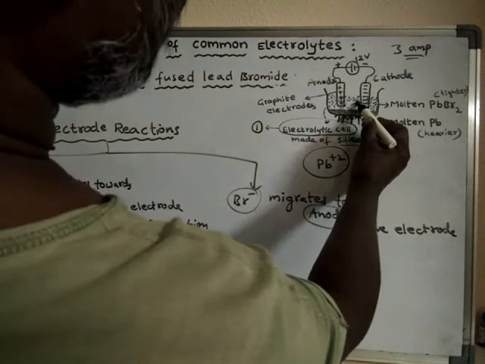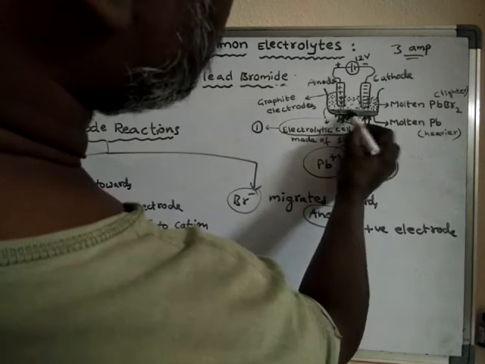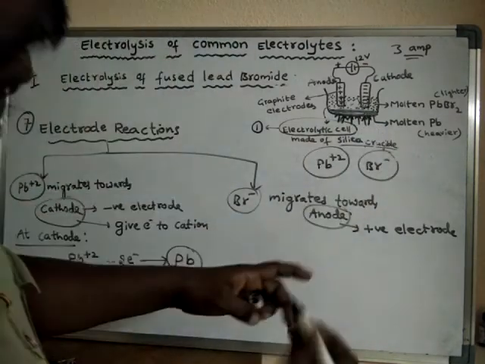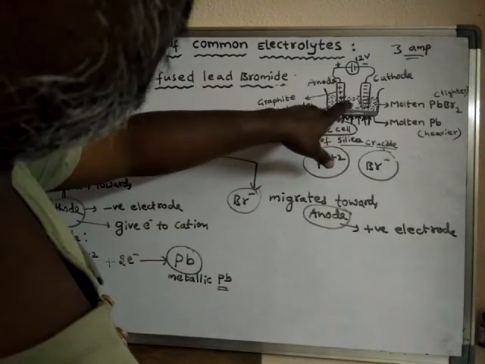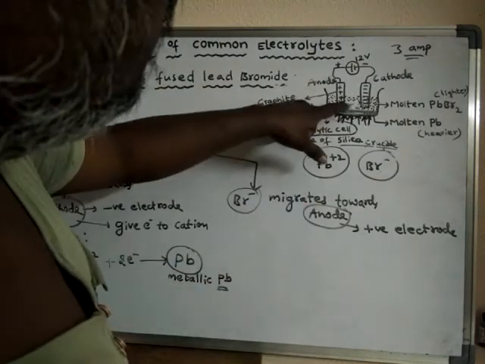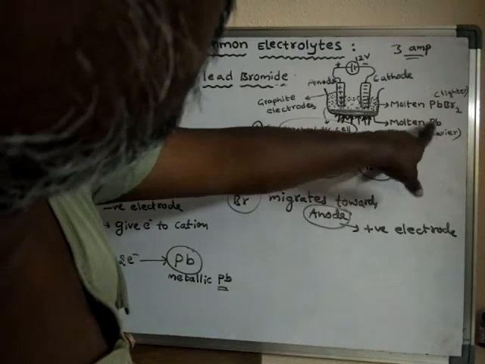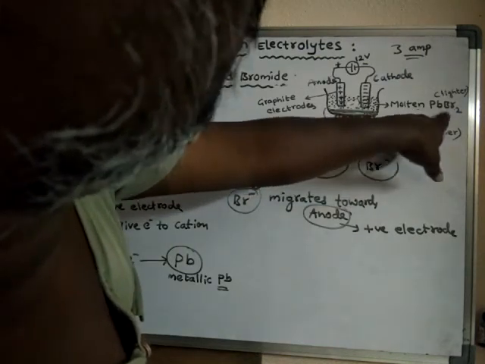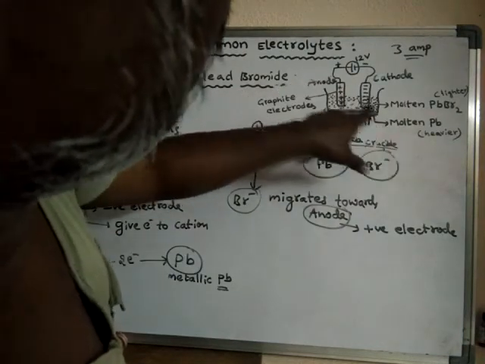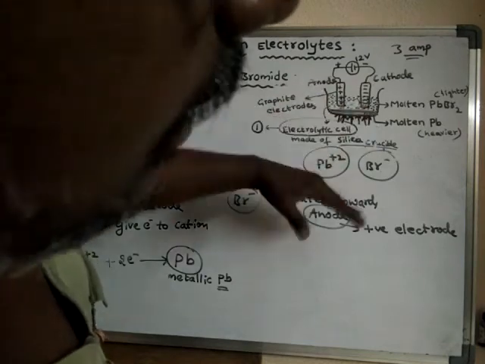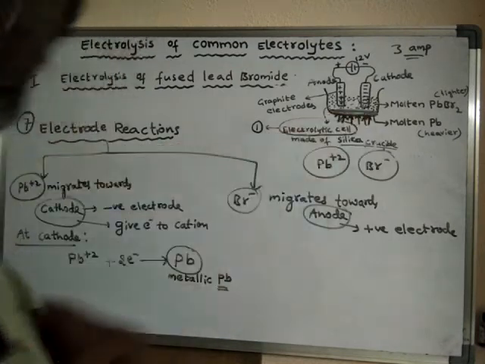And this metallic lead, being heavier, sinks and settles at the bottom. In the upper portion you will find molten lead bromide, whereas in the lower portion you will find molten lead, because molten lead is heavier than molten lead bromide. Molten lead bromide is lighter, hence it is present in the upper portion, and the molten lead formed at the cathode settles at the bottom because of its heavier mass.